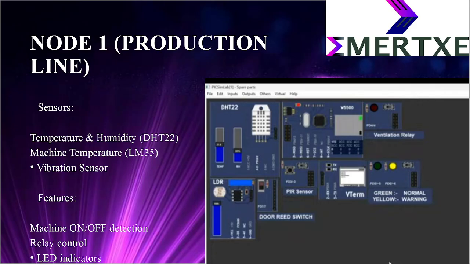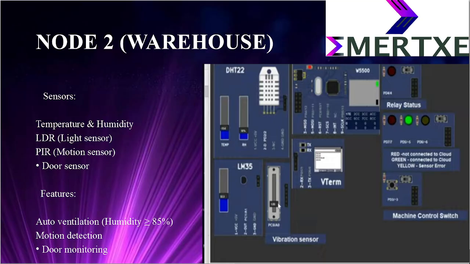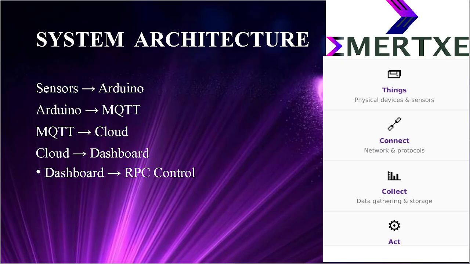Now let's go to the next slide, which is the warehouse node 2. In the warehouse node 2, it monitors environmental conditions such as temperature, humidity, light level, motion, and door status. It includes an automatic ventilation system that activates when humidity exceeds a threshold level. The door opens and closes when we switch it according to our wishes. And next is the system architecture.